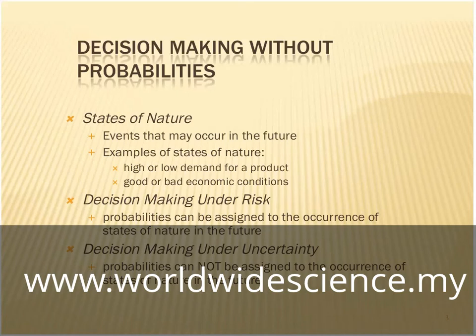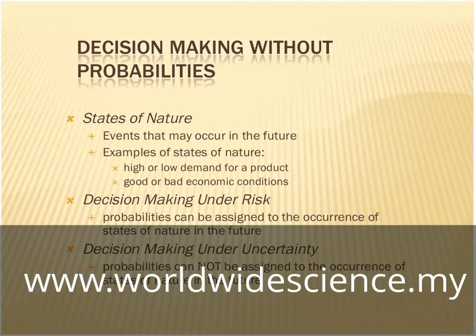You should consider and write on a piece of paper all of these states of nature, and for each state of nature you should calculate the probability. For example, the probability that we have a good economic situation is 30%, and the probability that we have a bad economic situation is 70%. Events that may occur in the future are a state of nature.